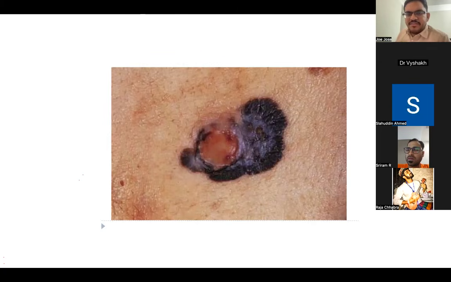Right. Okay, I think we'll move on to the next question. Know your systemic therapy in melanoma. Well, they generally tend to keep this if they come across a case.